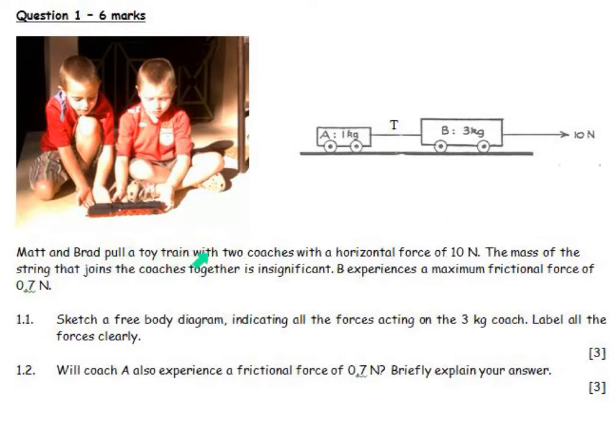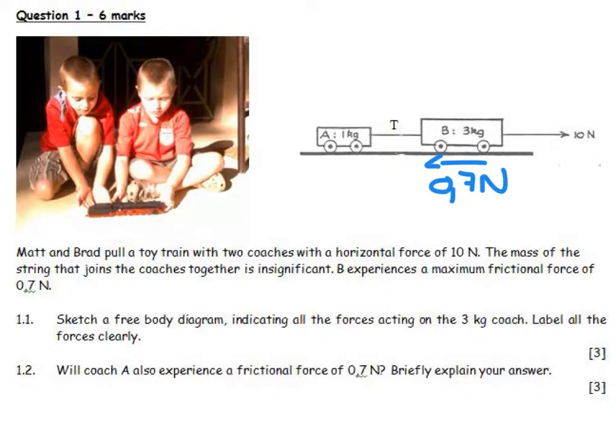Matt and Brad pull a toy train with 2 coaches with a horizontal force of 10 newtons. The mass of the string that joins the coaches together is insignificant. B experiences a maximum frictional force of 0,7 newtons.